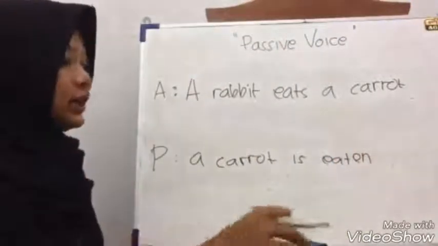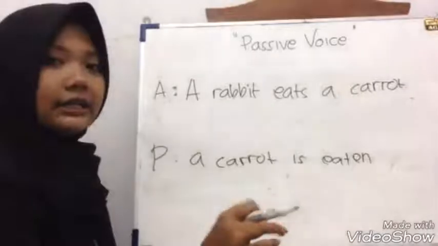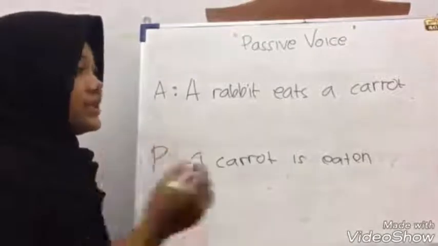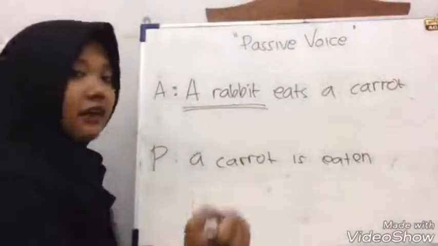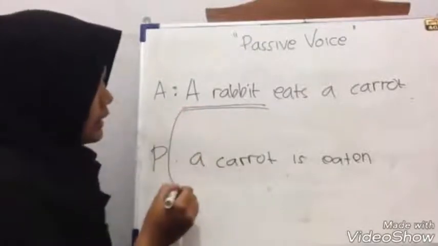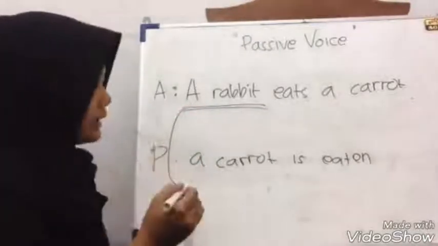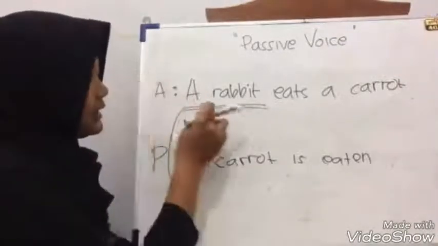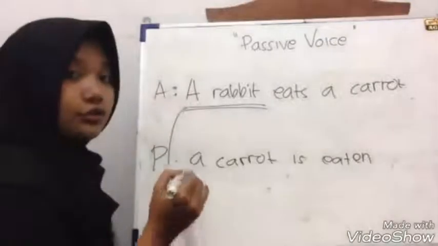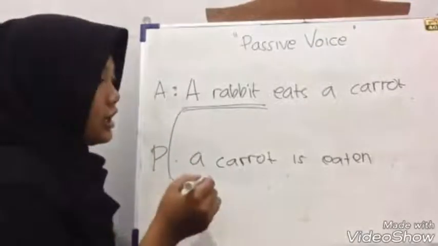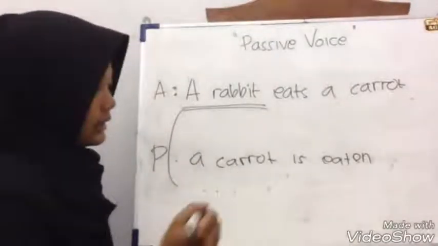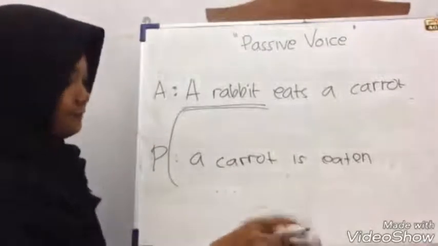The third is we can omit the actor of the active voice. We see that the actor in the active voice is a rabbit, and we can omit the subject, and we don't need to write it in the sentence. Okay, so we can let it blank.